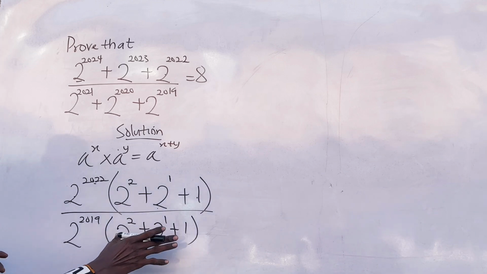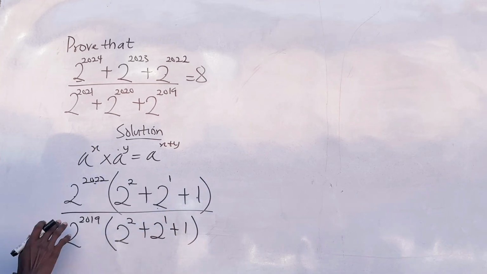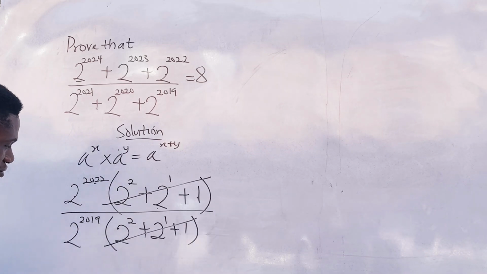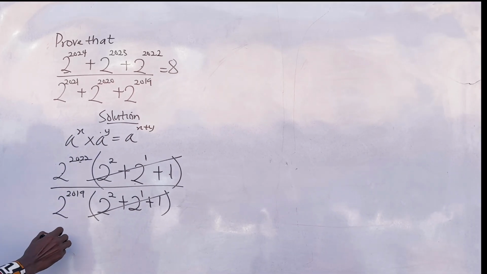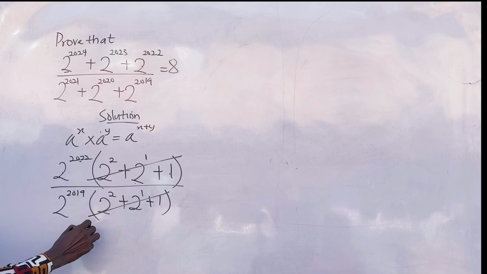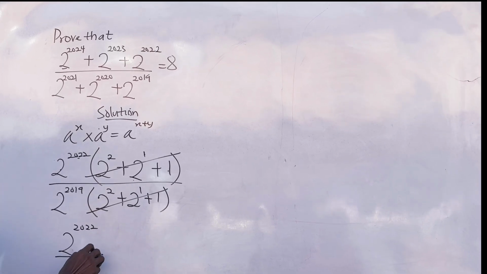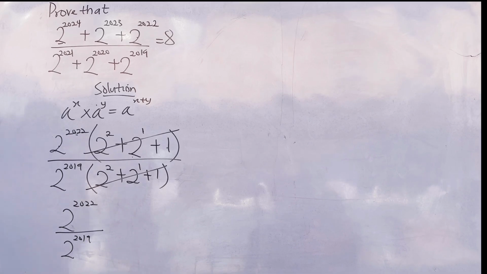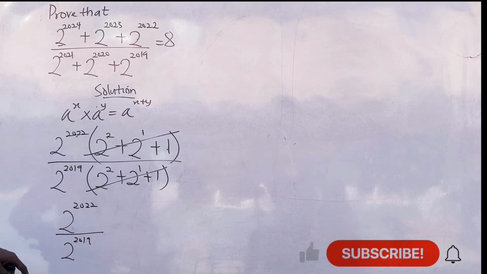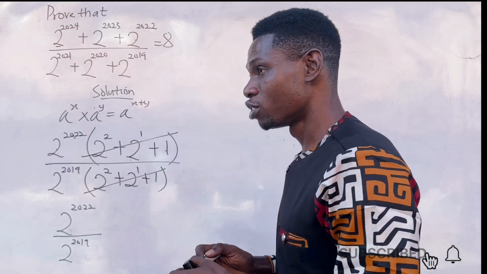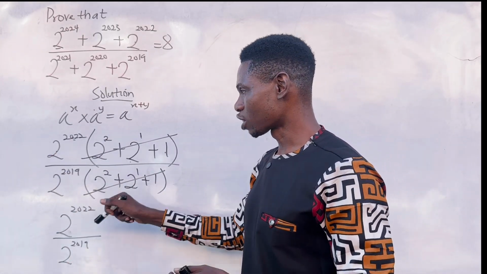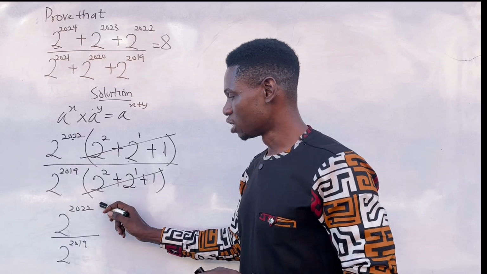Now, if you look at this, what we have in the bracket here and what we have in the bracket here, they are exactly the same. So this can cancel out this. And what we are left with is 2 raised to the power 2022 divided by 2 raised to the power 2019. Okay, so remember our second law of indices, or division law of indices. When you are dividing the same number, you subtract the powers, that of the denominator from that of the numerator.